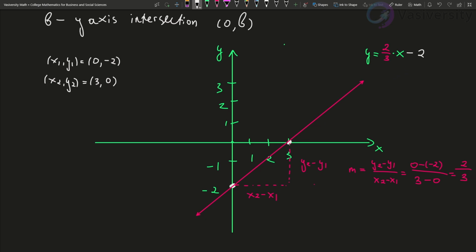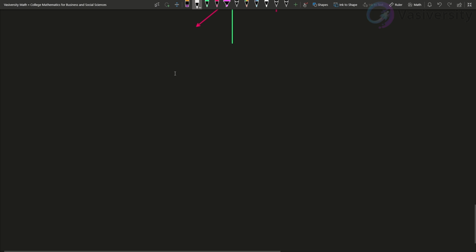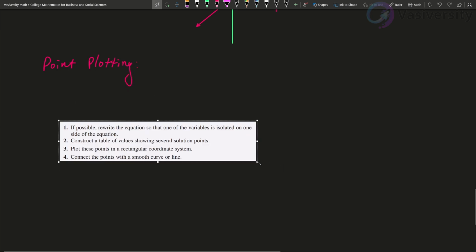So essentially, this is what we call an analytical way of finding the equation of a line. But we can also be given an equation and have to plot it. The easiest way would be to follow this instruction. So if we want to plot it, we're going to use the point plotting method, which essentially has a few steps. And here are the steps.